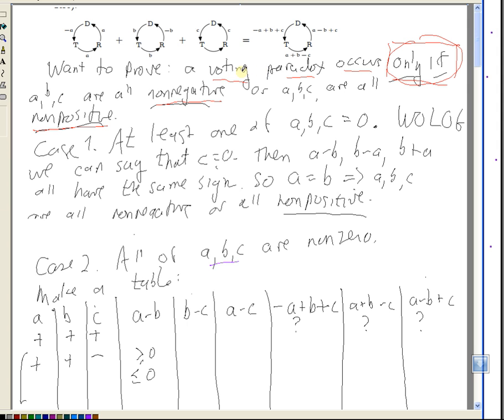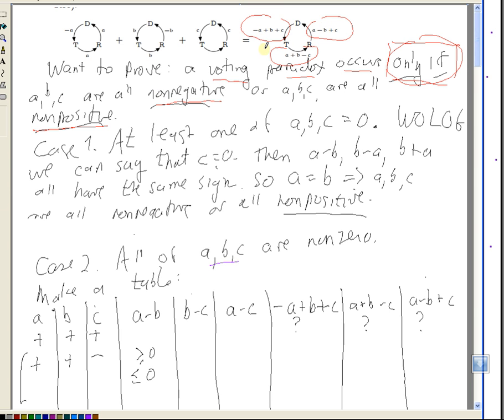Okay. What does voting paradox mean? Voting paradox means that all of these three numbers are either non-positive or non-negative. In other words, the signs of these three numbers are determined by the signs of A, B, and C. And if A, B, and C are not all the same sign, then these numbers will not all be the same sign.